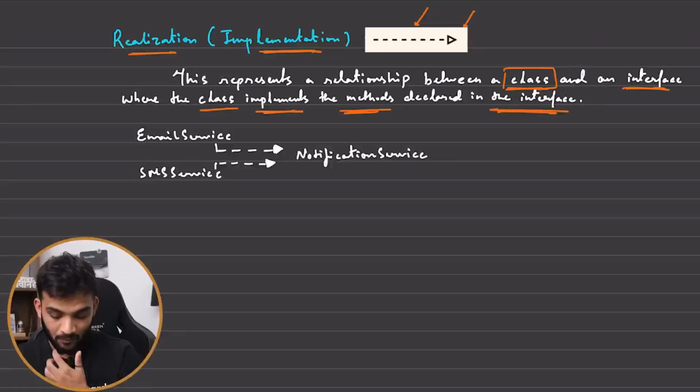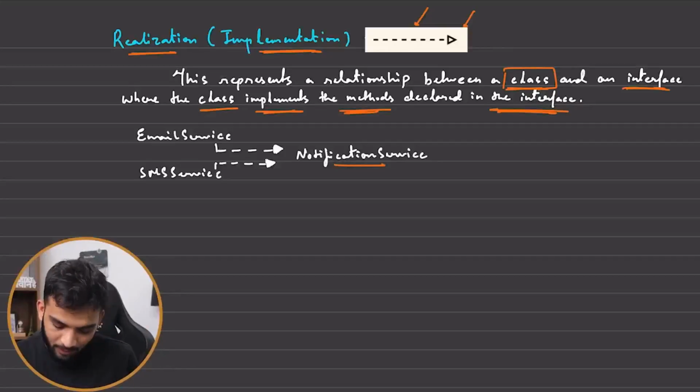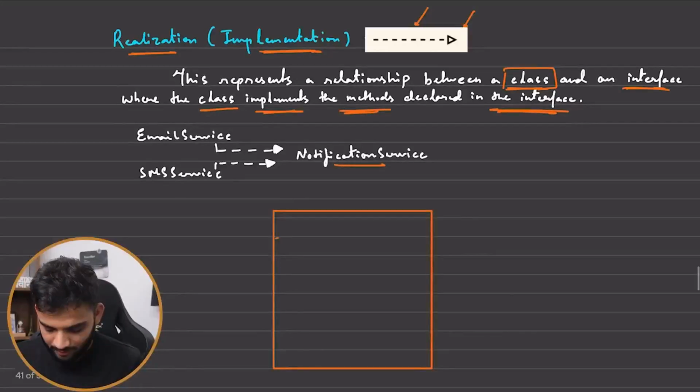Okay, interesting. We can have a notification service. Now this is an interface. So what I would typically do is, I would again do a class diagram, and then I can have this line.